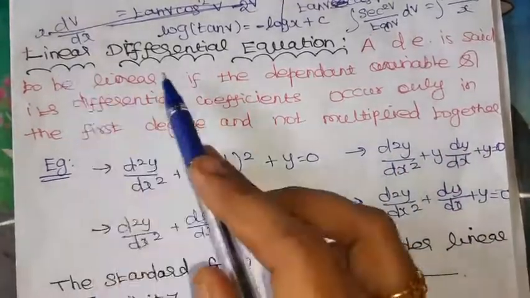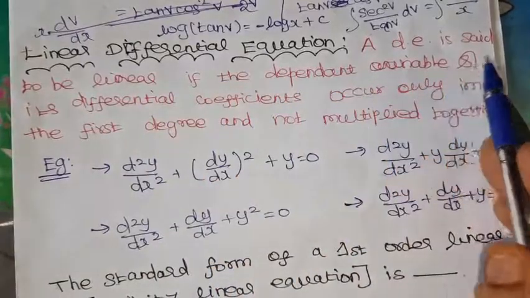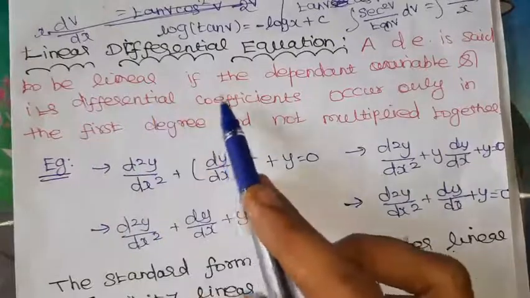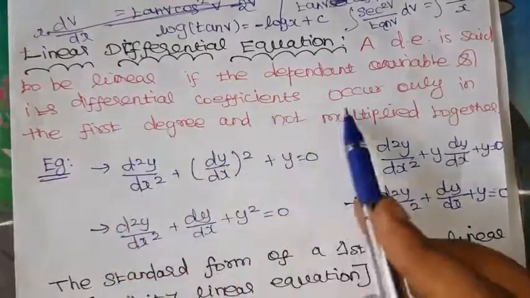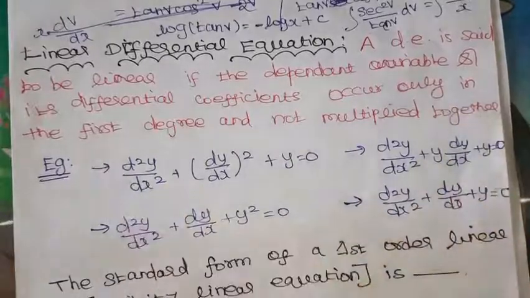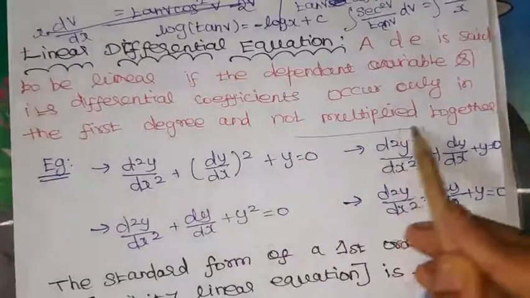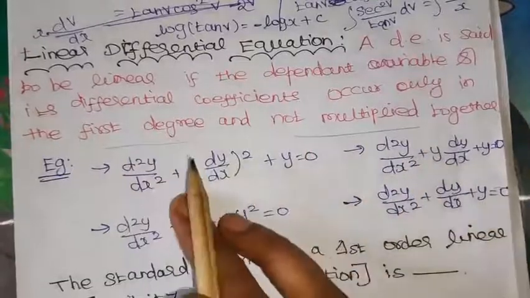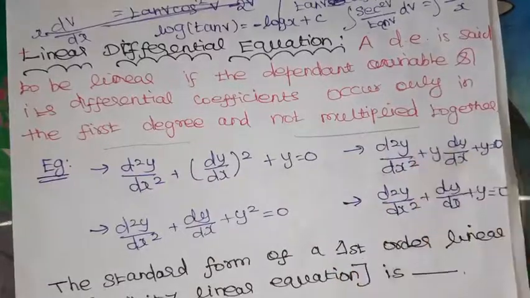What is a linear differential equation? A differential equation is said to be linear if the dependent variable and its differential coefficients occur only in the first degree and are not multiplied together. The degree should be 1 and it is not multiplied together.